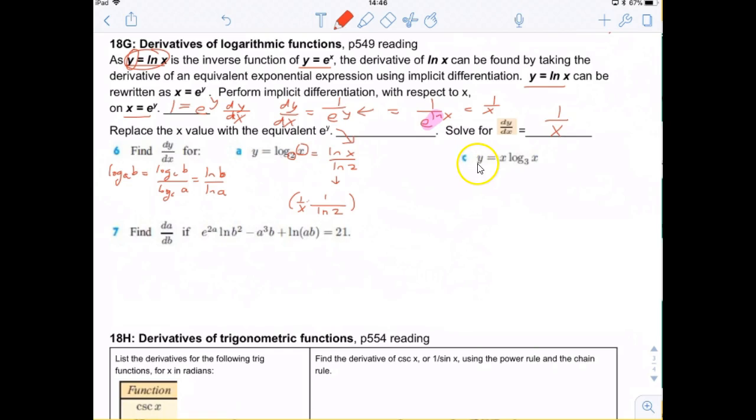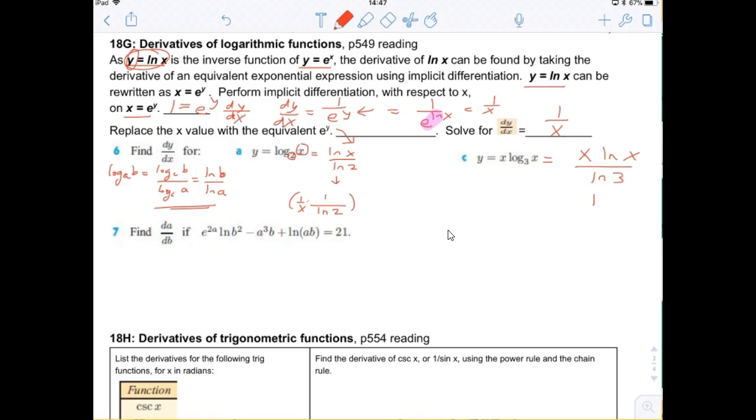Okay, C is slightly more complicated because on this one we have base 3, and we also have a product rule going on here because we multiply by x, which is a variable expression also. So if x is u and log base 3 of x is v, then we do the product rule. First of all, let's rewrite this so that it uses the change of base rule: x times natural log of x divided by natural log of 3. Okay, now let's take the derivative.